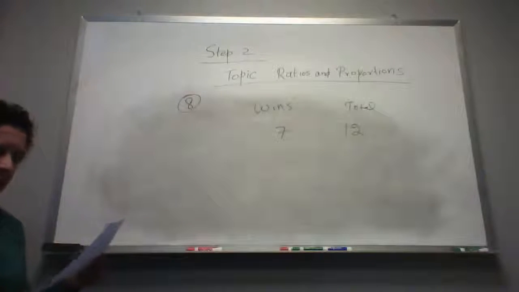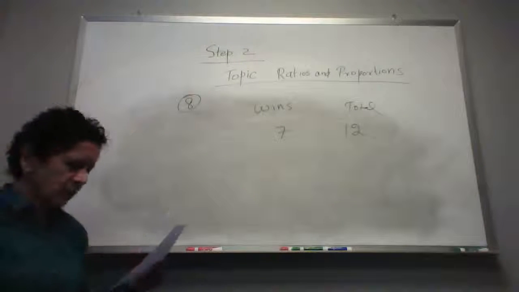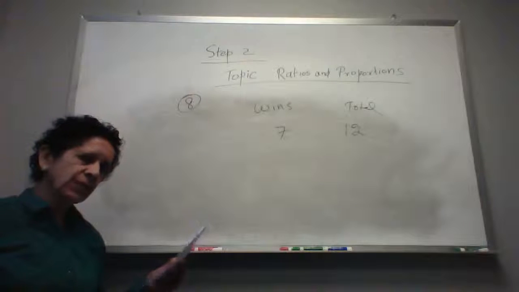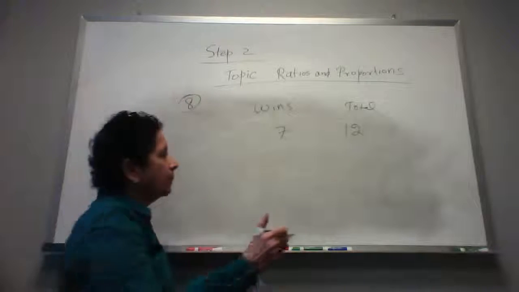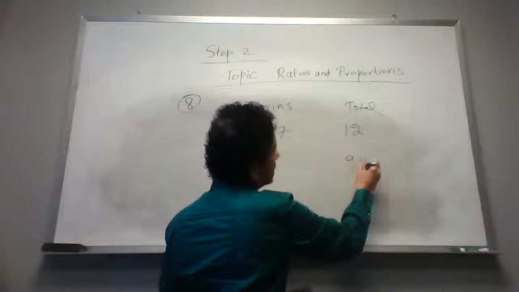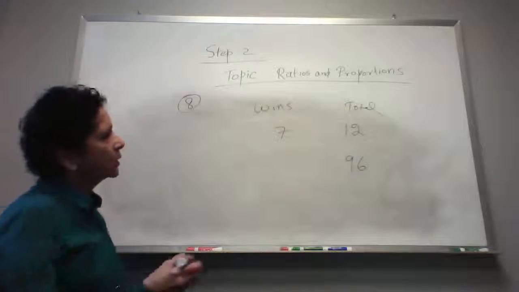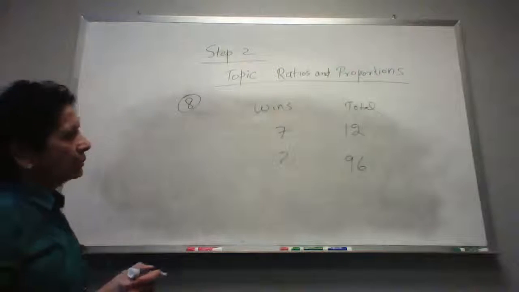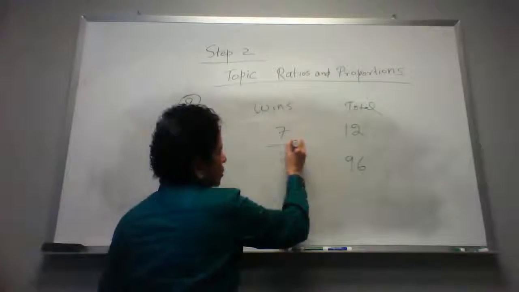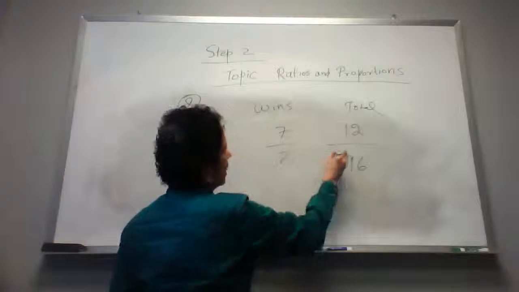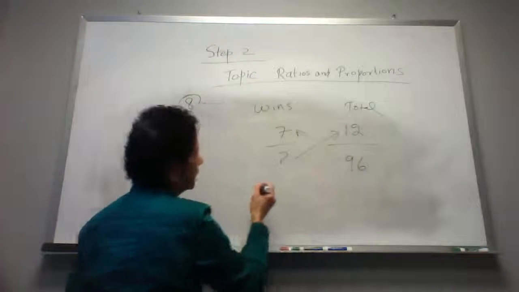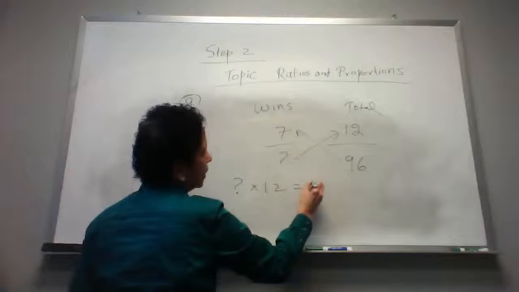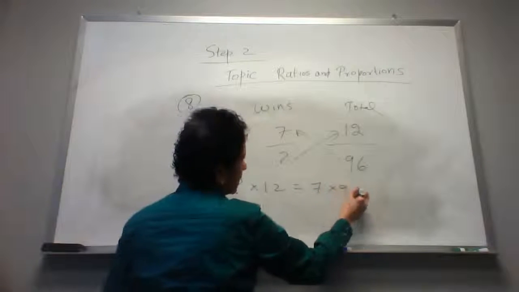That's what that means, right? 7 wins, 5 losses. So if the whole was 12, then 7 times they would have won. But the total is actually 96 games. So the question is how many wins, okay? So then you can actually do the same way, just set up the ratio and then cross multiply, right? So question mark times 12 equals 7 times 96.